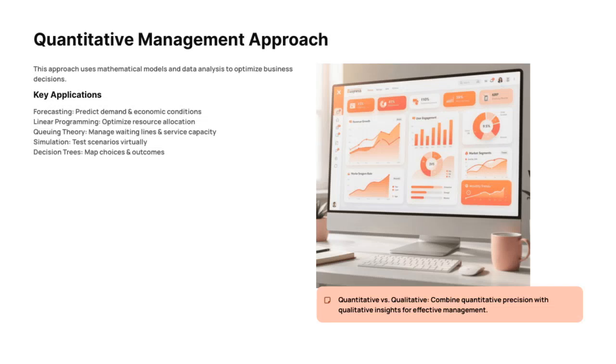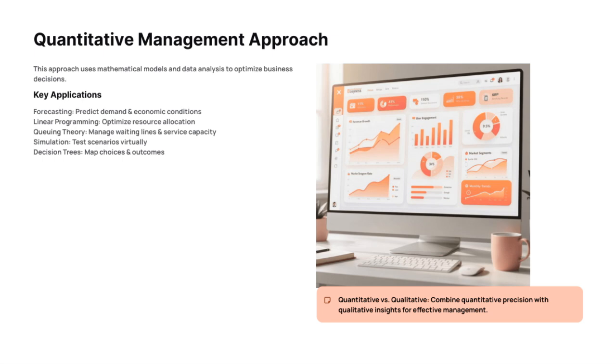When we talk about quantitative versus qualitative approaches, it's important to see how combining the two can really enhance management effectiveness. Quantitative methods give us precision through data and numbers, while qualitative insights add context and understanding of the broader picture. Together, they create a more balanced and informed decision-making process. Forecasting is a key example. It's about predicting future demand and economic conditions, which helps us plan ahead and adapt proactively.